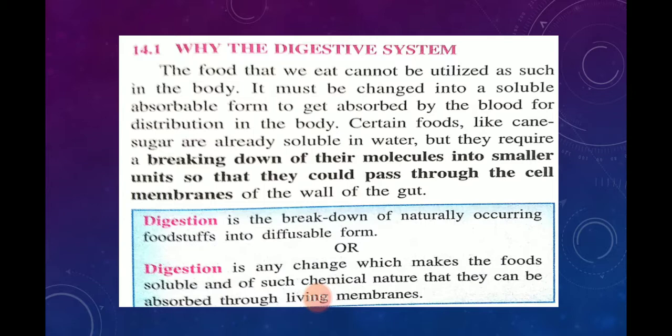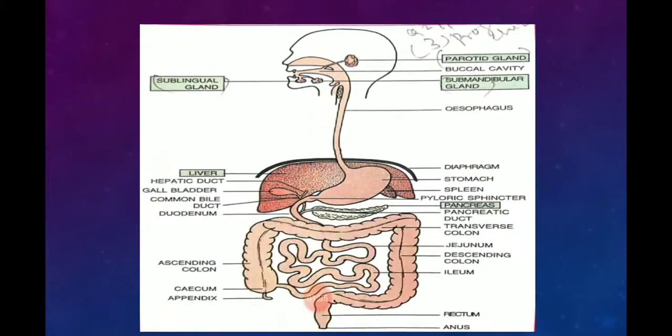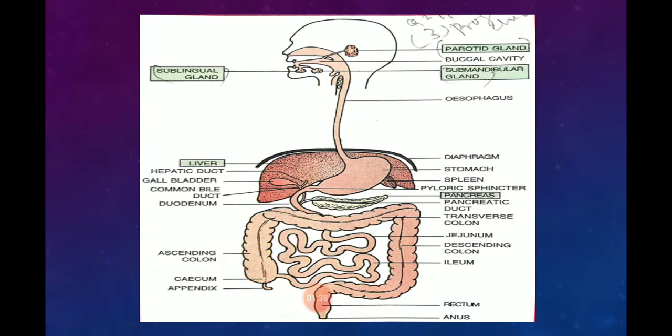Digestion is the breakdown of all naturally occurring foodstuffs into diffusible form, that is, the form which can be easily absorbed by the cells. The foodstuffs include the important nutrients which are carbohydrates, fats, proteins, vitamins, minerals, water, etc. The system which helps in performing this is called a digestive system. Digestive system is a great characteristic of higher animals and it is seen in the following form. The diagram shown on the screen is the diagram of a human digestive system.